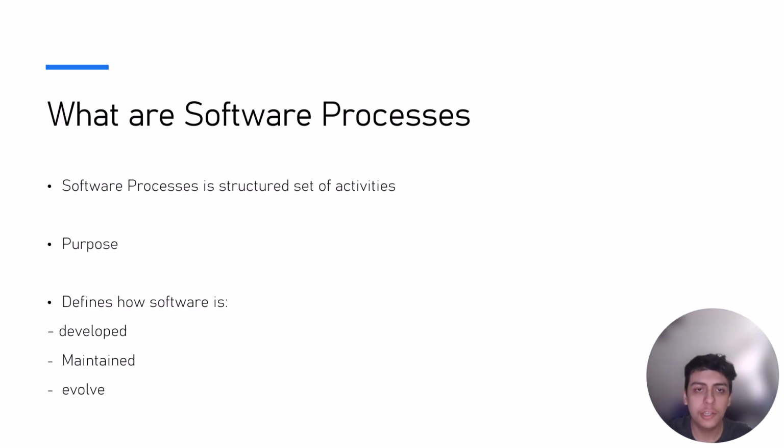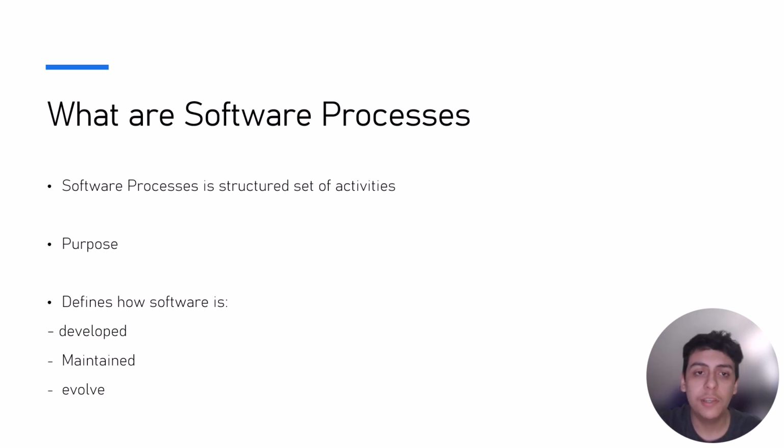Alright, so our next slide is what are software processes? A software process is a structured set of activities. This means it follows a defined sequence of tasks like planning, designing, coding, testing, and maintaining software. These activities help guide the development of software from start to finish.